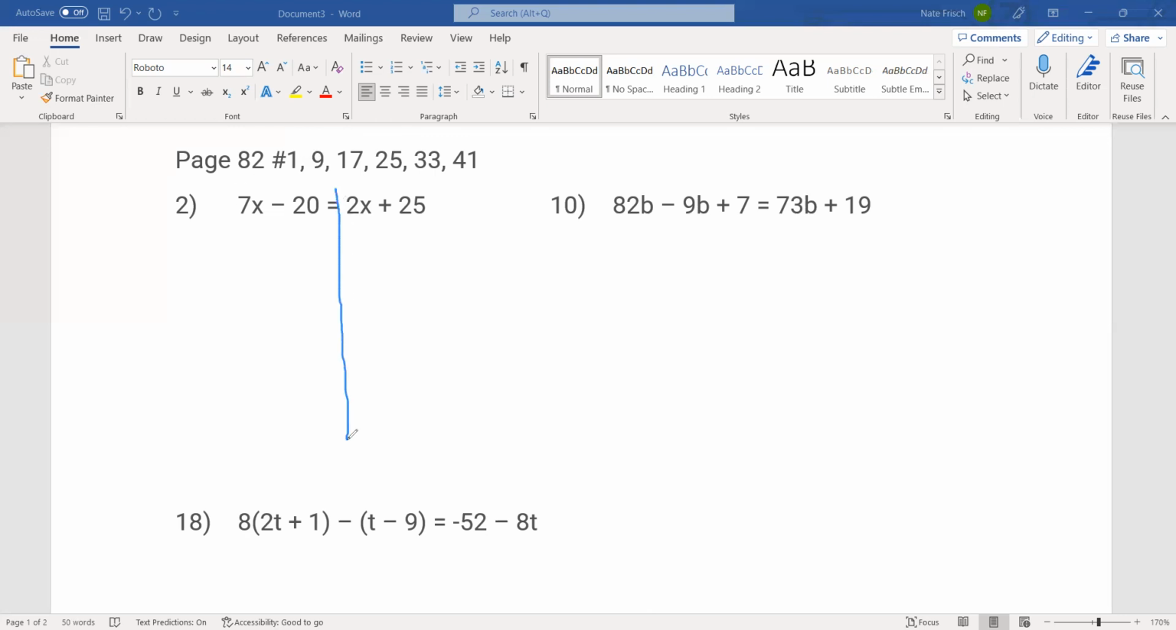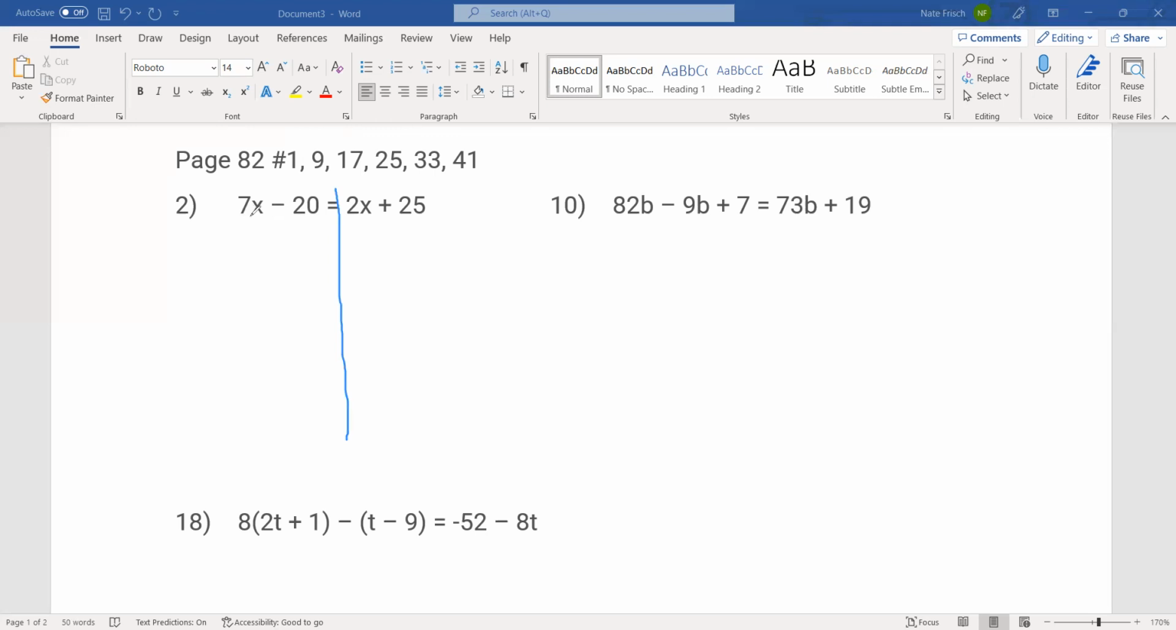So on this one, I'm going to draw my line down the middle, separate that. First thing we'll look at: can I simplify anything on either side? I can't here. I don't have any like terms on either side. So I can decide, do I want to get x alone on the left-hand side or x alone on the right-hand side? This time I'm going to try it on the left-hand side.